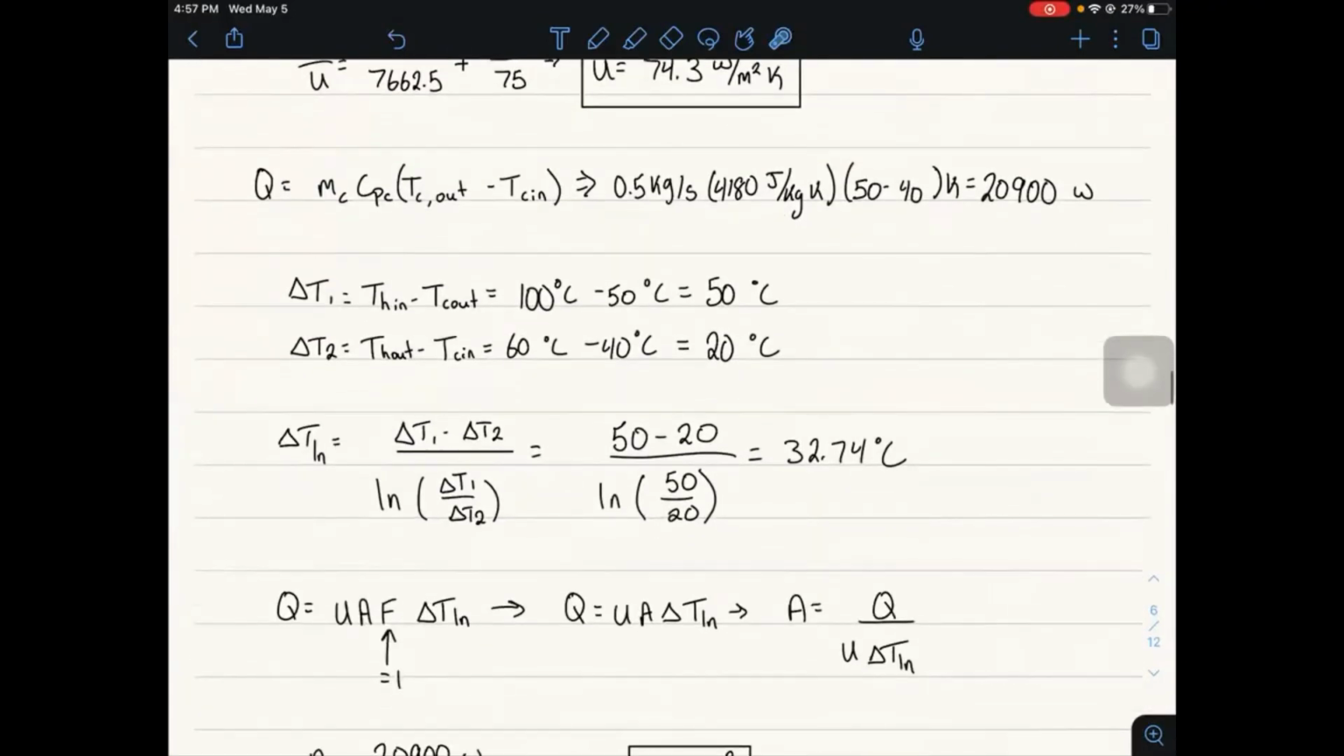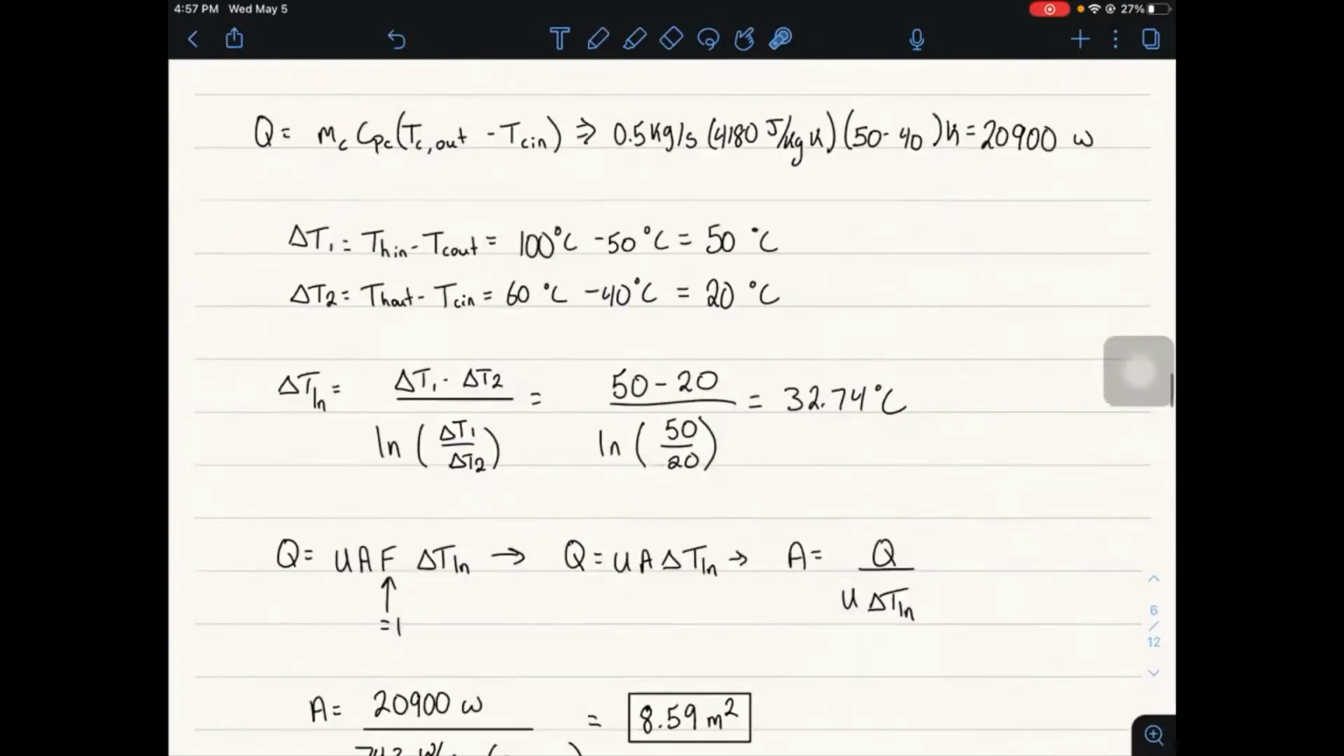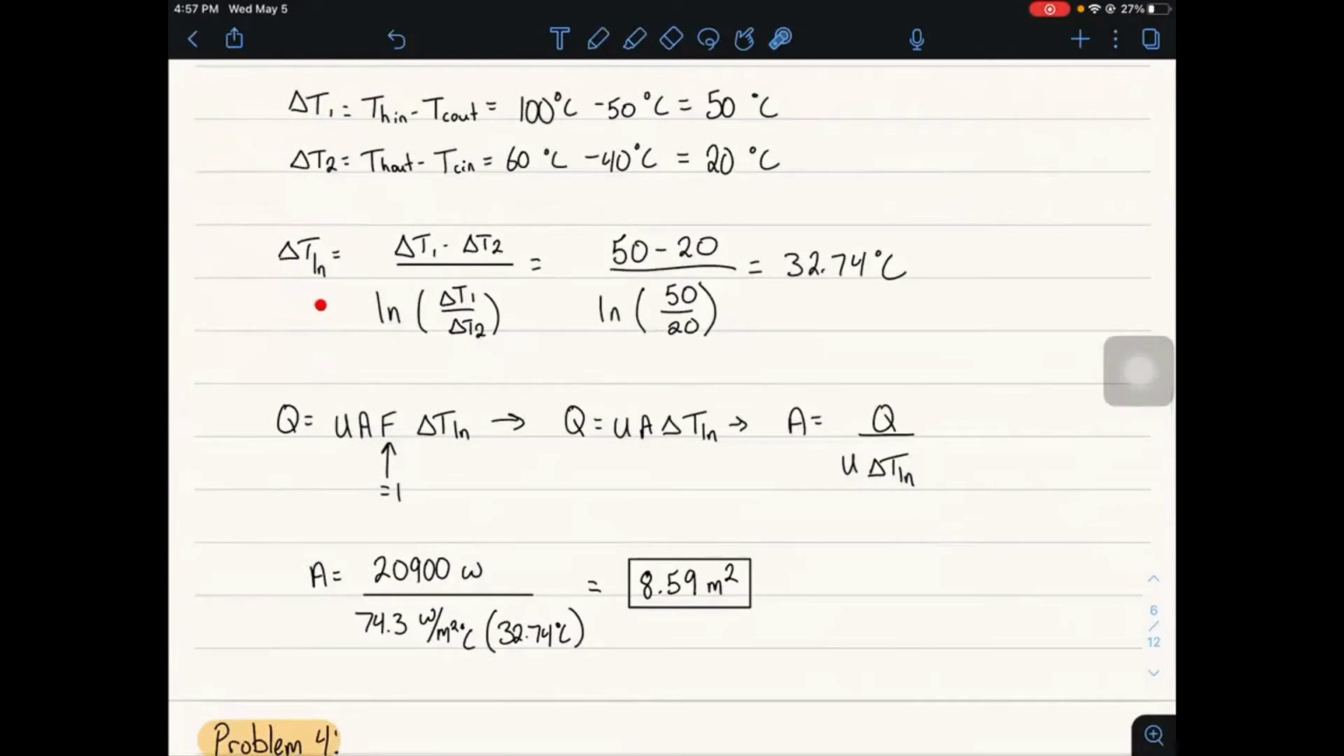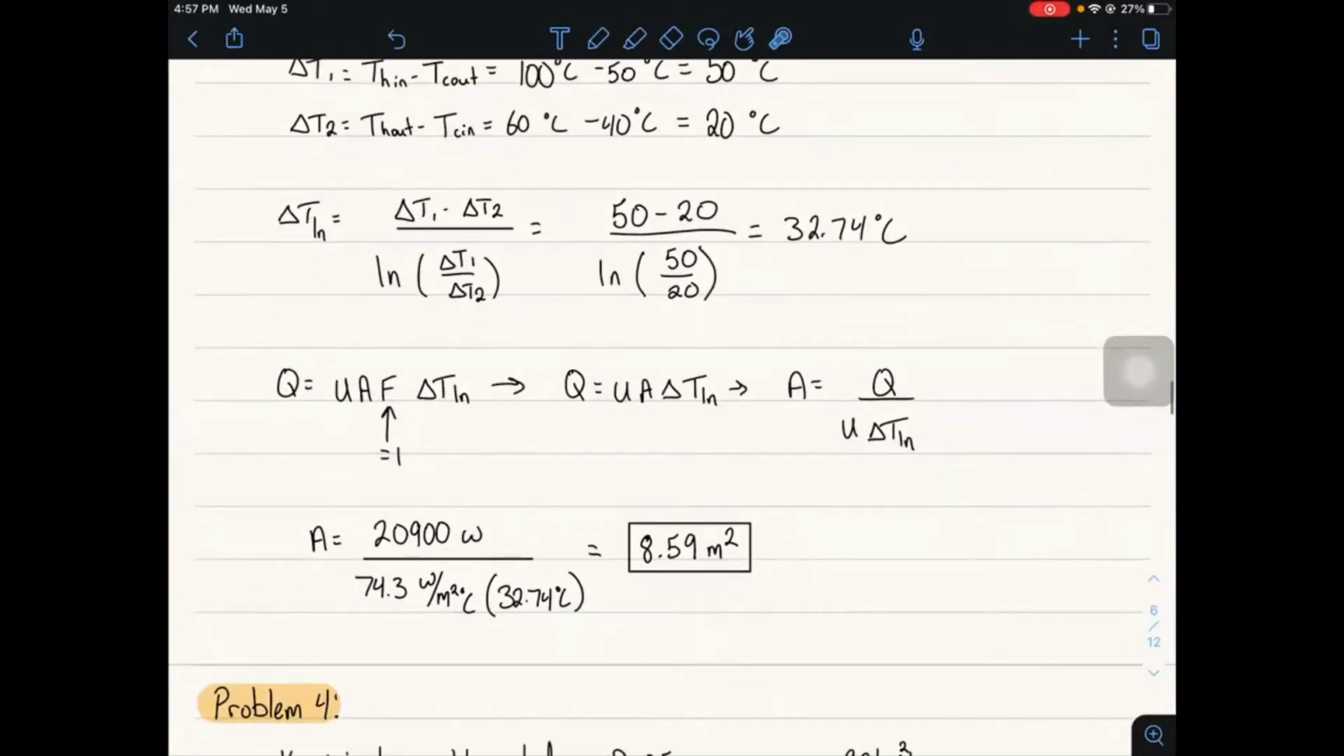Then in order to figure out the area of the tube, we have to figure out what the total value of Q is. Then we have to figure out delta T log mean, which we get there. And then just rearranging and solving for the area, we get this value here. And this covers learning outcomes 7A and 8A.